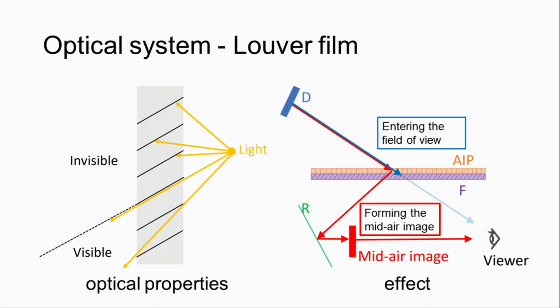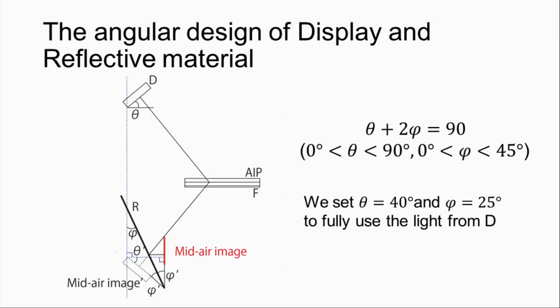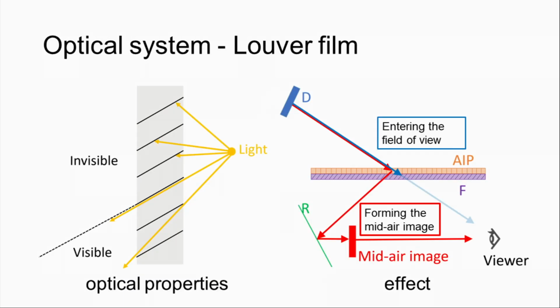Left figure shows the optical properties of Louver film. The film transmits only the light entering from a specific direction and diffuses or blocks other light. By using the film, it is possible to transmit only the light necessary for forming mid-air image and diffuse or shield the light entering the field of view. Therefore, we used this method.